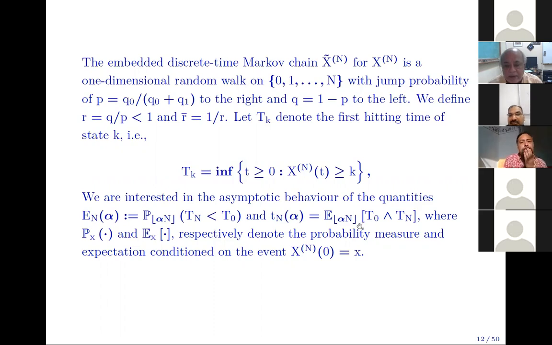And T alpha is the time of being absorbed, of getting to a consensus. The consensus can be at 0, that means the entire society has the opinion 0. That is T0. And Tn, which is the entire society has opinion 1. And this is just an explanation of what alpha n is, which I told you. So on the event that you start with x, the total number of people holding opinion 1 is x. That's P of x, and similarly the expectation.